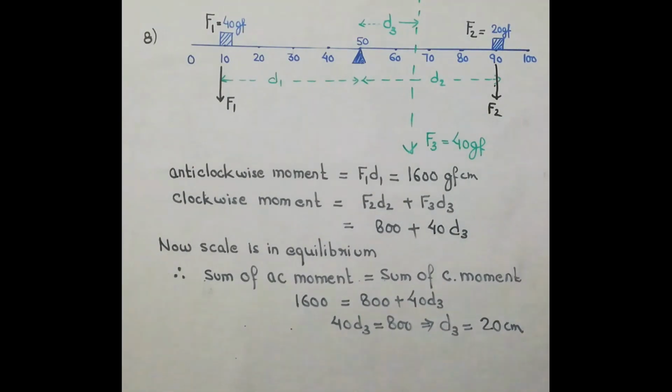But this is not the way of writing the answer, because you are writing F3 to be placed at 20 centimeter. But in the answer you have to mention either on the left side or on the right side. In the diagram we have mentioned, or either you draw this diagram in your answer sheet so as to make sure that the examiner knows that you have placed F3 on the right side, or otherwise you are going to write the answer: F3 to be placed at a distance of 20 centimeter from the fulcrum on the right side.